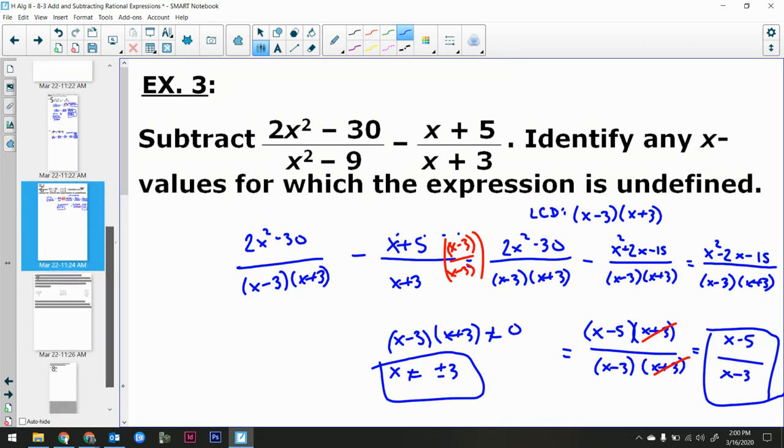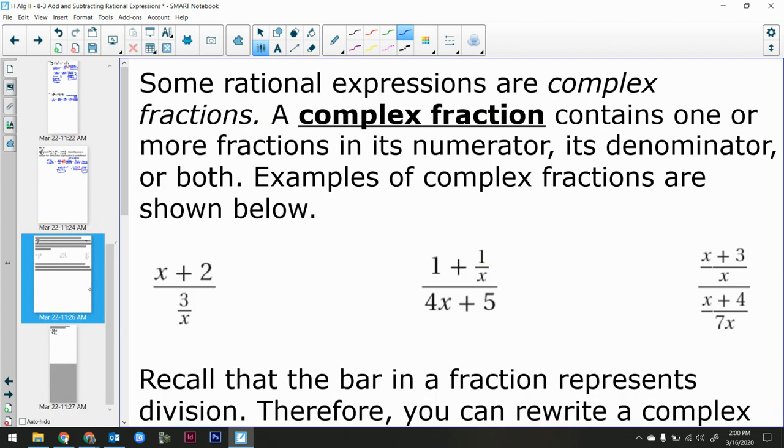Okay, last thing that we're going to cover here is something called a complex fraction. A complex fraction is one with basically like a fraction within a fraction, right? Some rational expressions are complex fractions. It contains one or more fractions in its numerator, its denominator, or maybe both. Like here, I've got fractions in both the numerator and the denominator here.